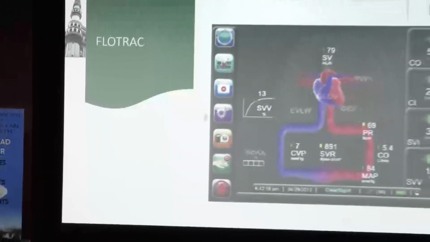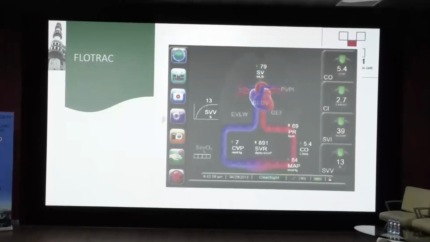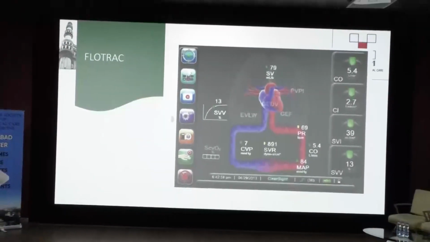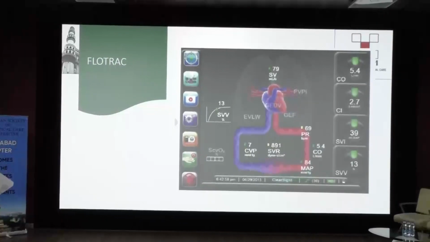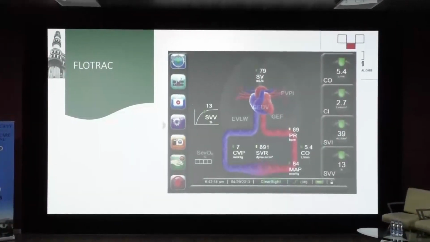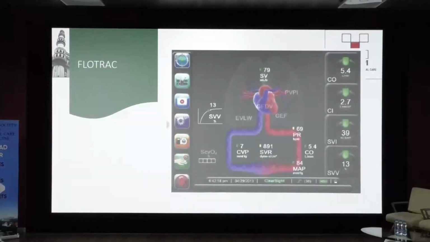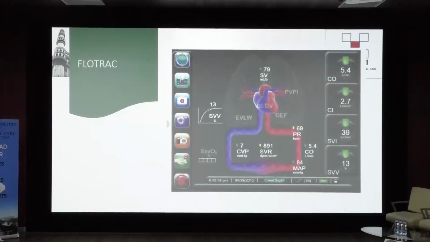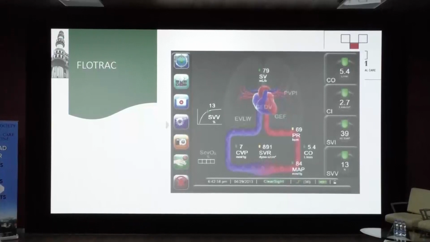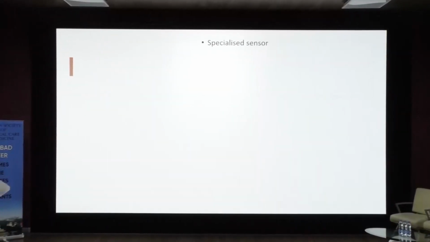Okay, coming to FloTrac. FloTrac uses the same principles, but in FloTrac there is no need for calibration. The biggest advantage of FloTrac is that it's a continuous monitor, and no calibration is required. It again uses the same principles, but instead of using a dye or a lithium drug, it has a continuous thermodilution curve, which is an inbuilt monitor, and along with that it uses your pulse contour analysis. So these are the various variables which you can see. The pulse contour analysis is almost the same. I am not going to repeat that.